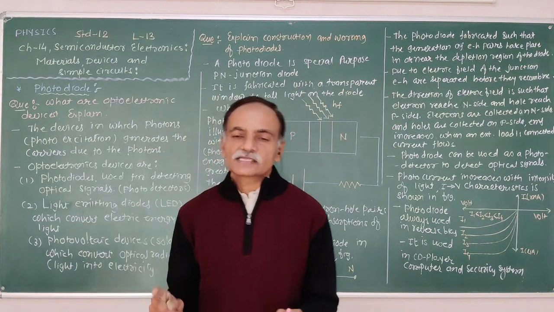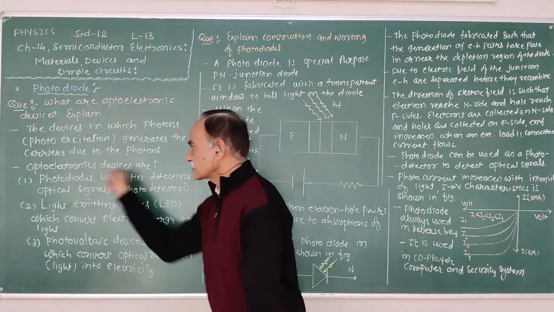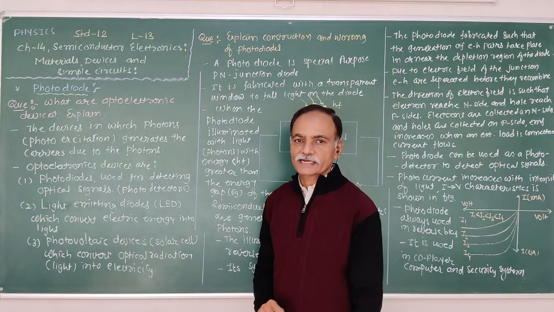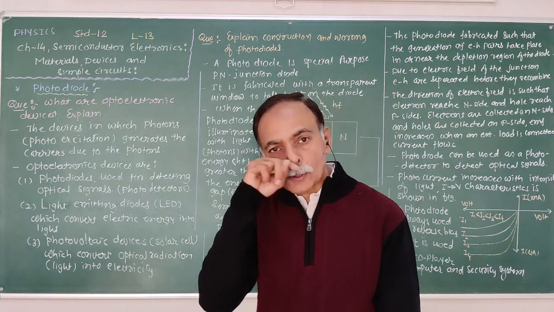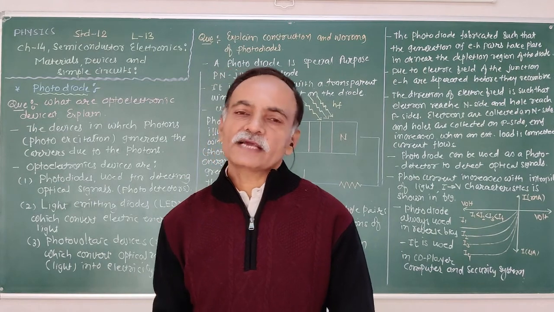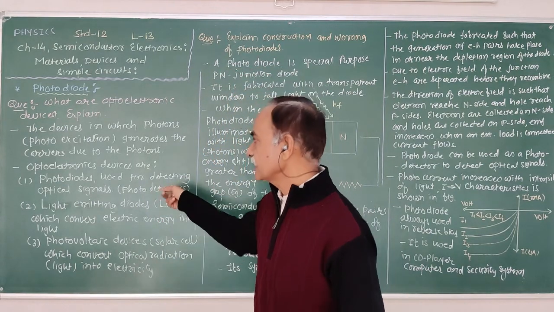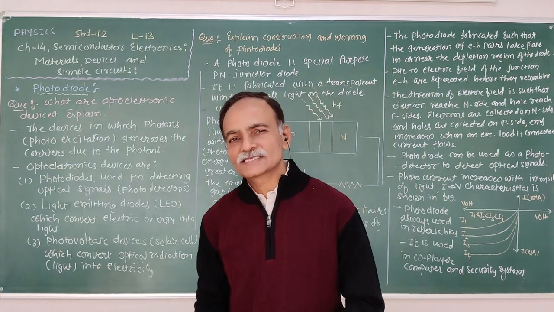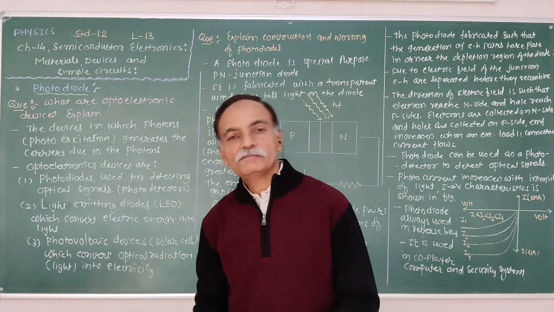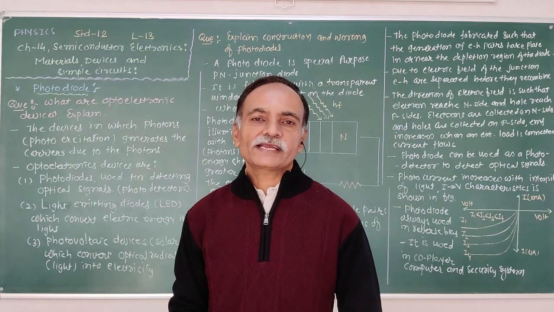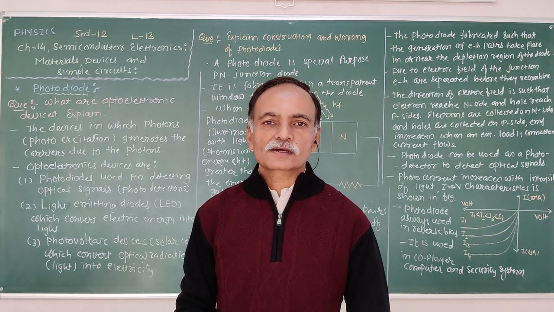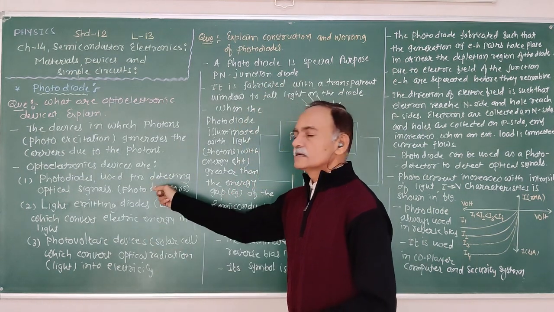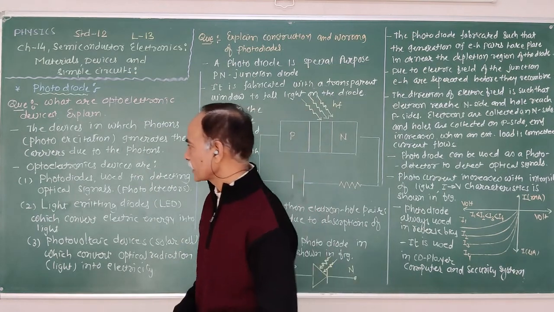Now, which devices are optoelectronic devices? First are the photodiodes. Photodiodes are used for detecting optical signals, that means as photodetectors. In the past, before the invention of the camera, photodetectors were used. At present, this application of the photodiode is not used much. But in factories and industries, photodetectors are used for anti-smoke alarms and anti-theft alarms. These types of devices are constructed by photodiodes.